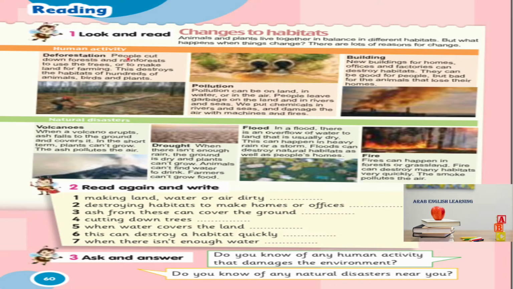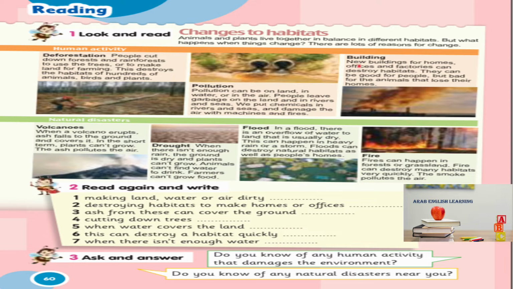Deforestation. People cut down forests and rainforests to use the trees or to make land for farming. This destroys the habitats of hundreds of animals, birds, and plants. Pollution. Pollution can be on land, in water, or in the air. People leave garbage on the land and in rivers and seas. We put chemicals in rivers and seas and damage the air with machines and fires.